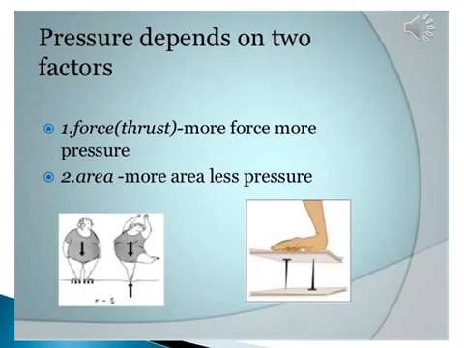It is clear that pressure depends on two factors. What are the two factors upon which pressure depends? First one is force or thrust. More force means more pressure. And second one is area. More area means less pressure. And also, you understood that thrust is the normal force acting on the contact surface.